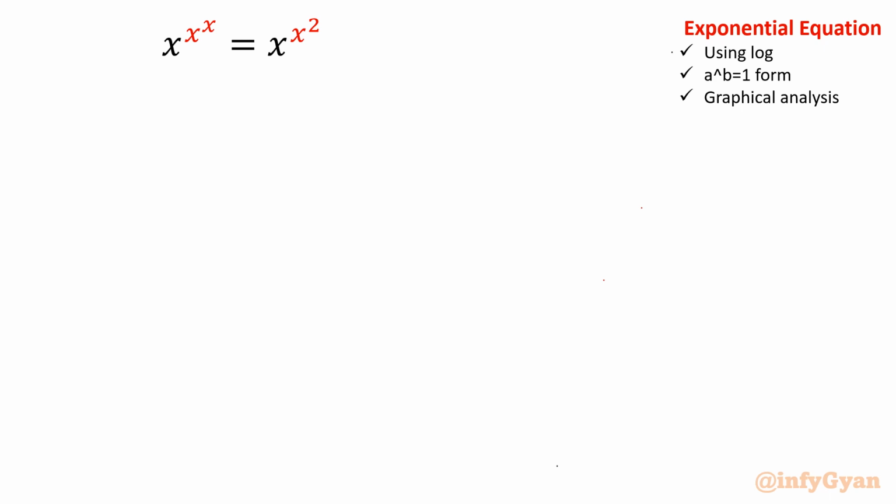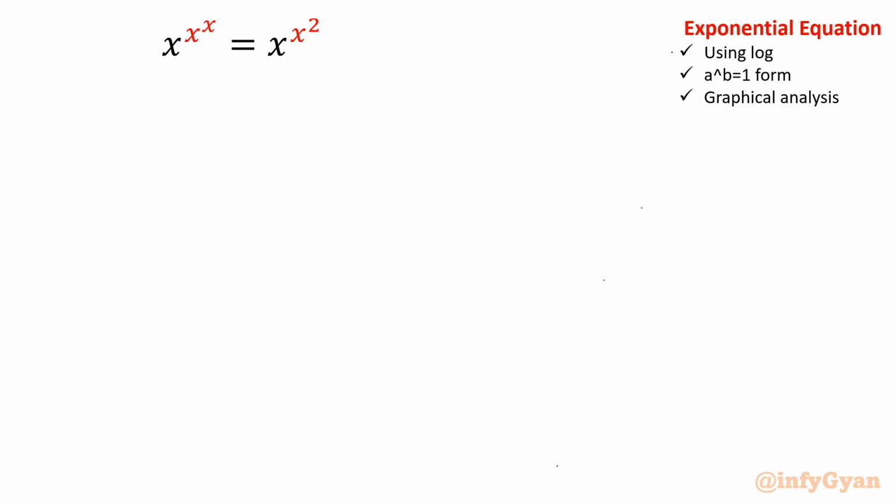Here we will solve one exponential equation, that is x power x equal to x power x power 2. We will solve this exponential equation using algebra by two methods, using logarithmic, and then we will solve using a power b equal to 1 form. Then we will see the graphical analysis part. We will conclude something. If I will ask you, parabola have one turning point, either minima or maxima, but line doesn't have. This part we will talk about in graphical section.